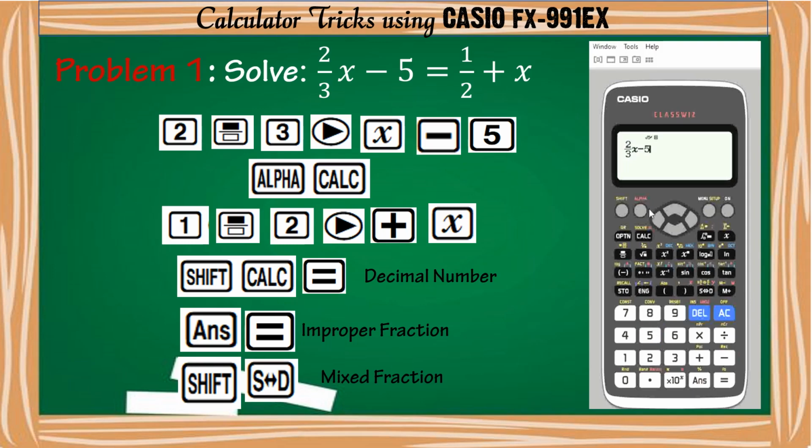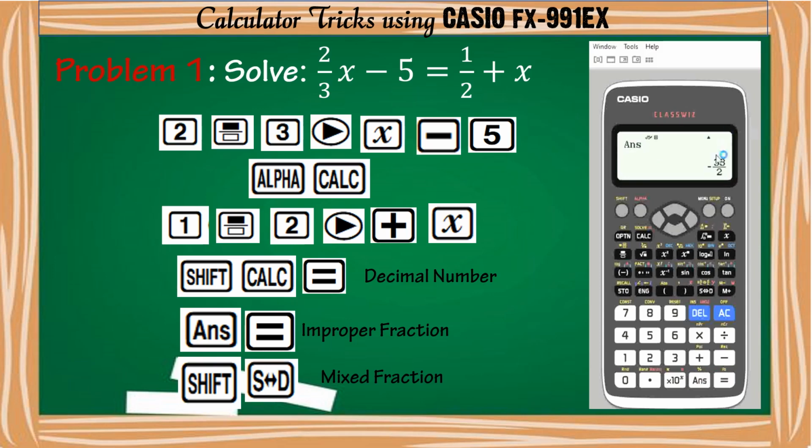For the equal sign, we have alpha calc, then 1, fraction bar, 2, right arrow button para tumaas ulit, plus, again, the x below the on button. To get the answer, we have shift calc, and we will have negative 16.5, which is in decimal form. Now, if you want to express it in improper fraction, simply press answer, then equal sign.